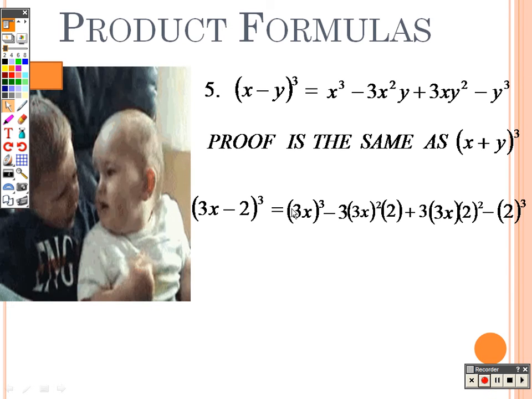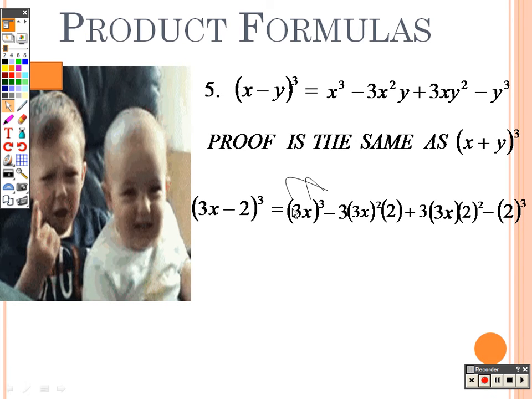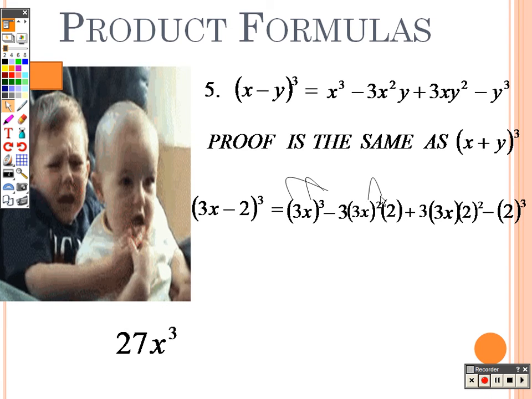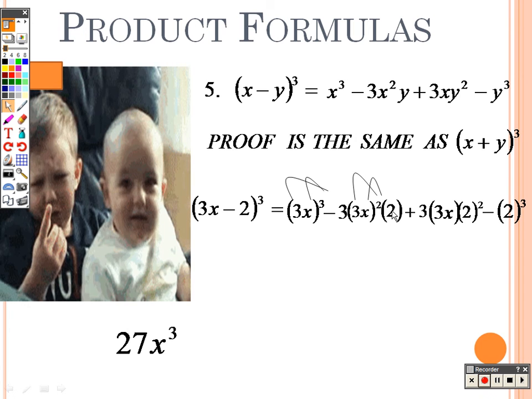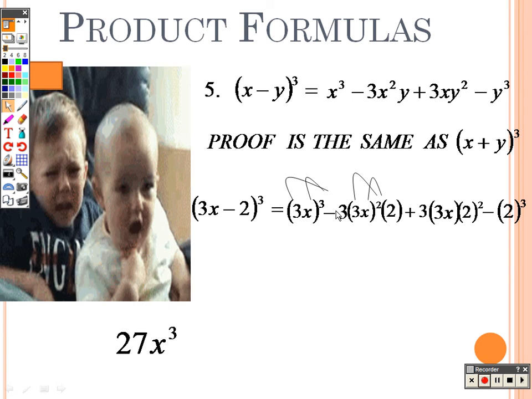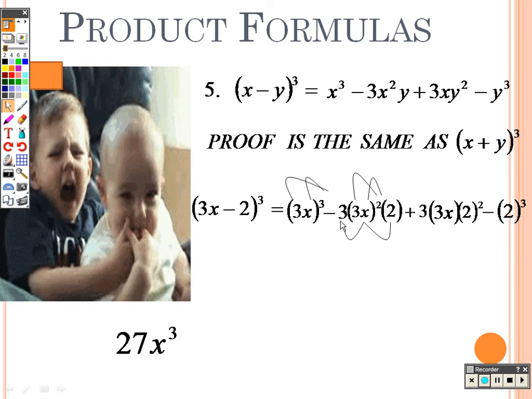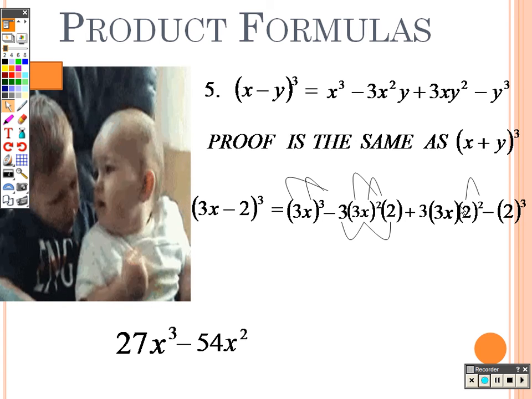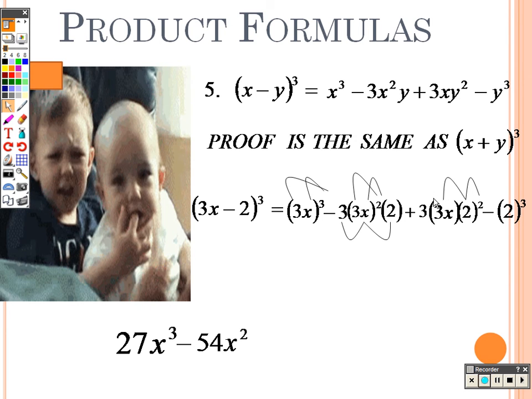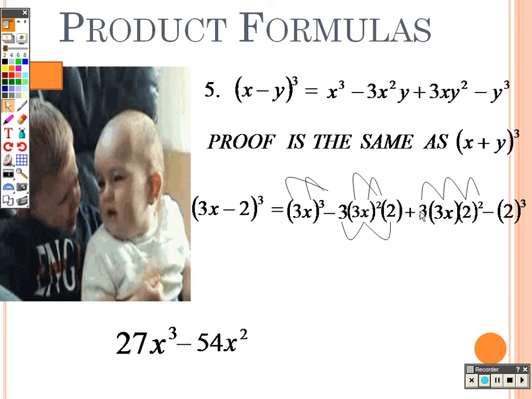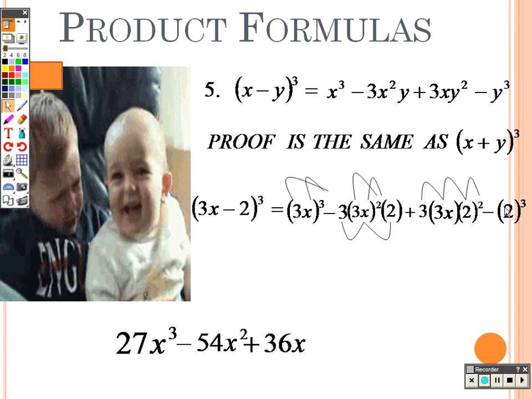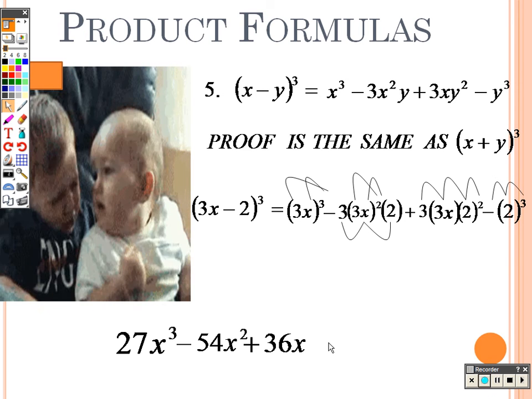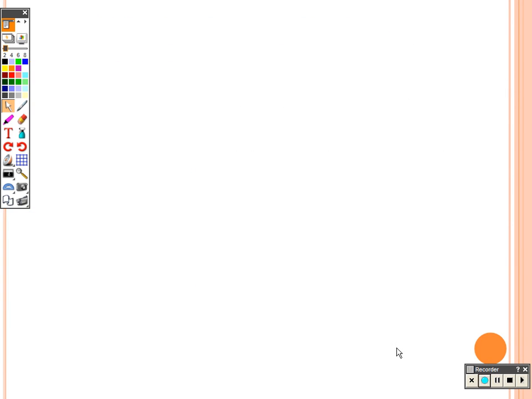So 3 cubed is 27, and that x is 27x cubed. I have to take the squared through again according to order of operations, so that is a 9. 9 times 2 is 18, and 18 times 3 is a negative 54, and that x squared comes along for the ride. Do the squared, so 2 squared is 4, 4 times 3 is 12, 12 times 3 is 36, and that x comes along for the ride. 2 cubed is 8, but there's a minus sign there, so it is negative 8. And there is your answer.